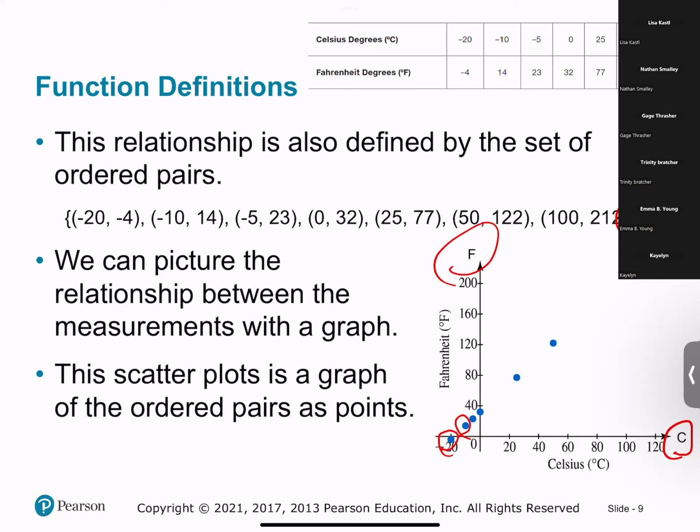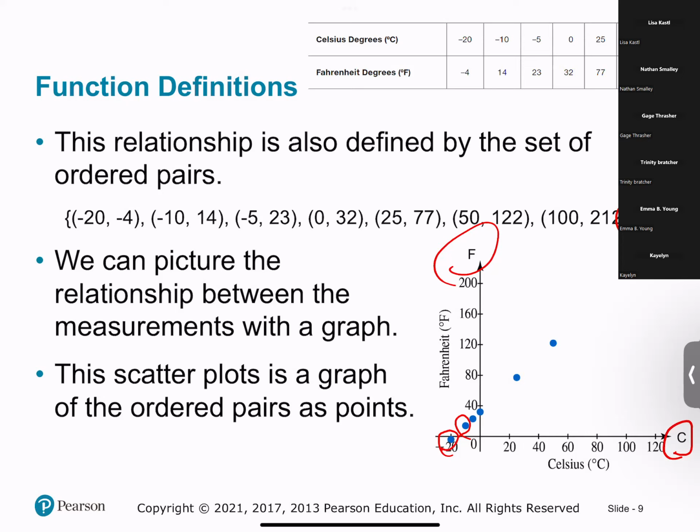So we have a table, and from that table, we created a set of ordered pairs. And then from that set of ordered pairs, we graphed it on the coordinate plane. And we get a pictorial representation of this relationship between degrees Celsius and degrees Fahrenheit. And boy, howdy, is this important. Holy cow, is this important, that we can show the relationship between two variables, both in a table by a set of ordered pairs, and then graphically.